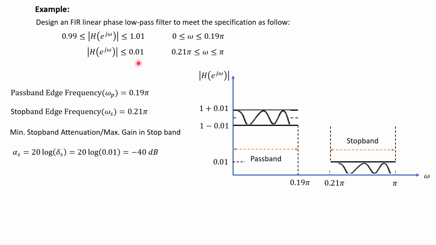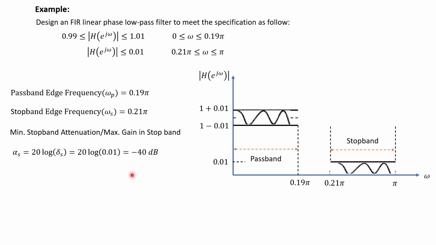So here the value of delta s is mentioned as 0.01. Okay, so if you put this value, it is coming out to be minus 40 dB. So now this value is coming out as minus 40 dB. So now we have to design an FIR linear phase filter. So now we have to think about which particular window will be offering us this minimum stop band attenuation, which is equal to minus 40 dB.